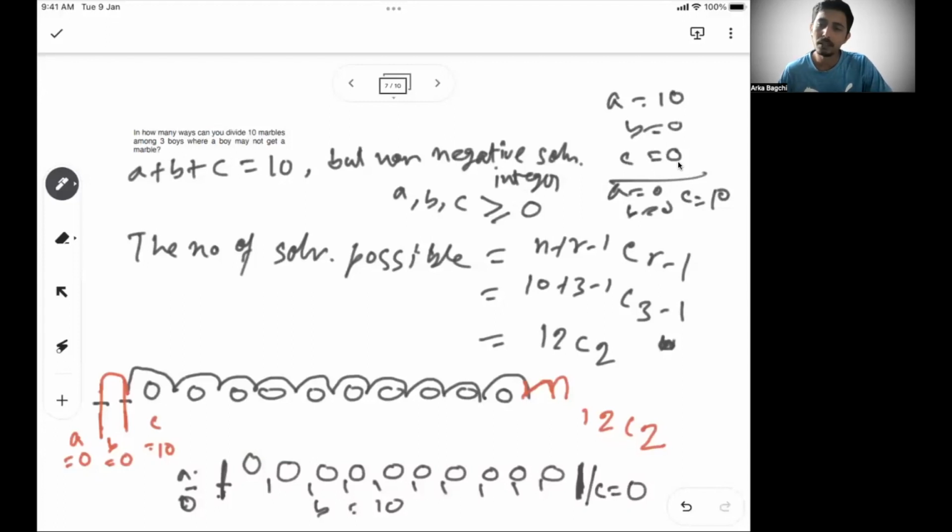So basically, out of 12 choices, I have to make 2 choices where I want to place the 2 bars. Whether 9 gaps in between, or 2 at the beginning, 1 at the front and 1 at the end, or both at the end. Both at the end makes A 10, B and C 0. 1 beginning and 1 end means only B is 10. 2 at the beginning means C is 10. That way I have 12 choices to be made. Either way, you can remember this problem and start solving it.